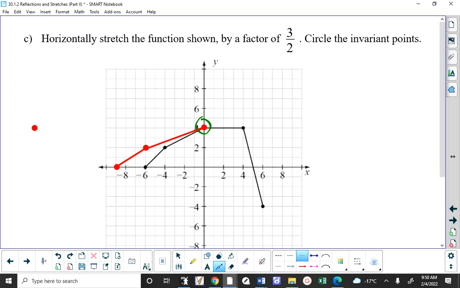But we're not done, of course. We have those other 2 points to tackle. This is 4 away. 1.5 of 4 is 6. The final point on the bottom here is 6 away. 1.5 of 6 is 9. And if we connect those final 2 points, we complete the picture of the transformed function. Questions with C?